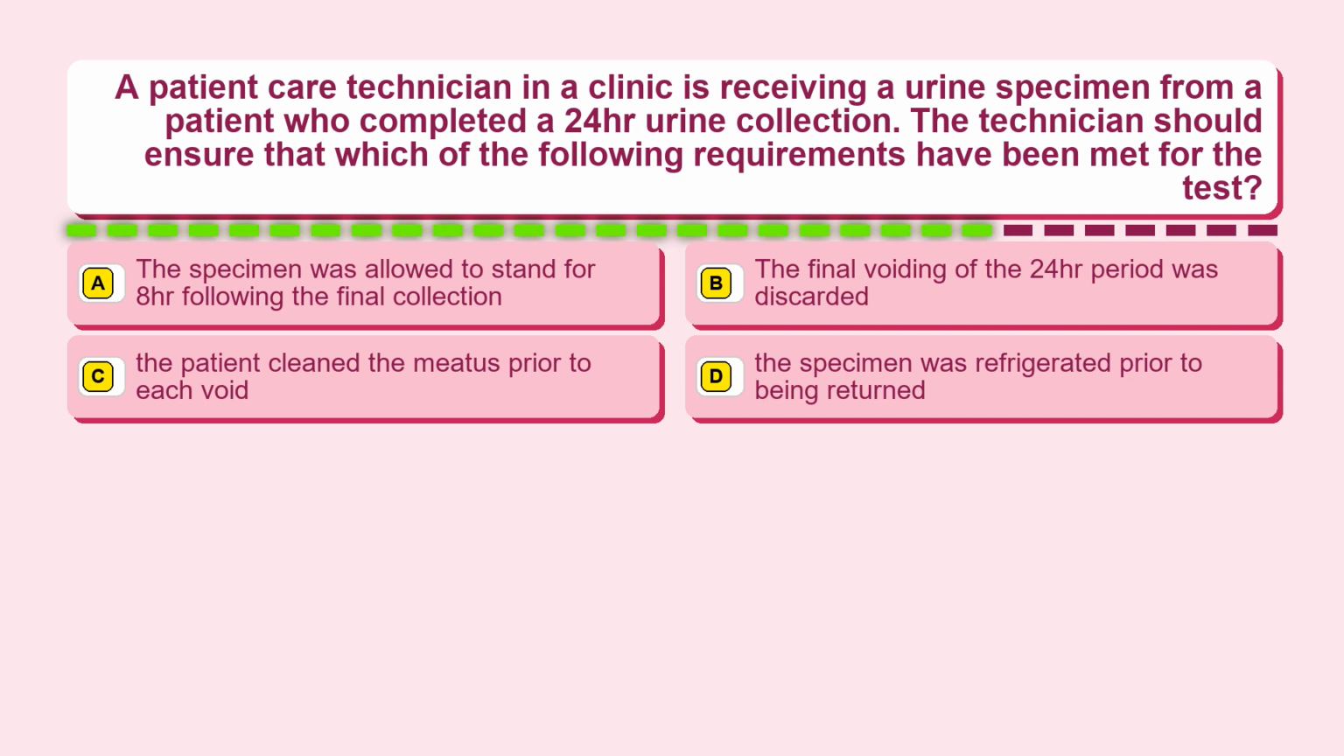Question 69. A patient care technician in a clinic is receiving a urine specimen from a patient who completed a 24 hours urine collection. The technician should ensure that which of the following requirements have been met for the test? Option A, the specimen was allowed to stand for 8 hours following the final collection. Option B, the final voiding of the 24 hours period was discarded. Option C, the patient cleaned the meatus prior to each void. Option D, the specimen was refrigerated prior to being returned.